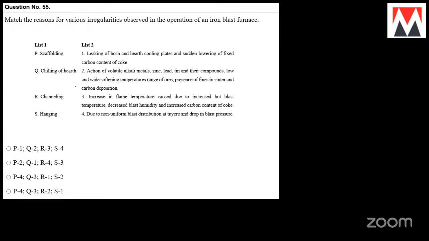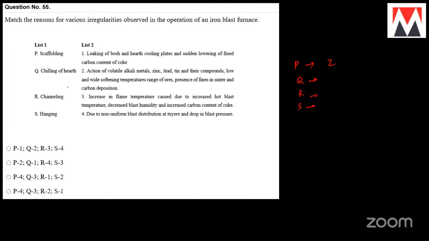Okay. Next, scaffolding, chilling of earth, channeling, hanging. Let us see this. So if you have scaffolding, scaffolding is nothing but something will stick to the surface of the walls. Okay. So let us see any option which is there. Action of volatile metals. Yes, this is due to action of volatile metals. Oh, you have only one option which is related to it. So let us see for the other options.